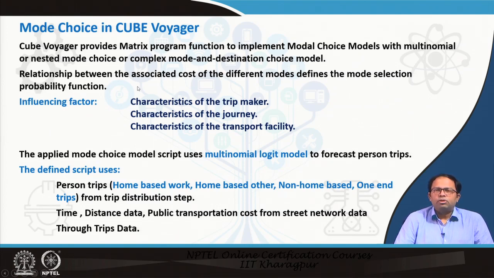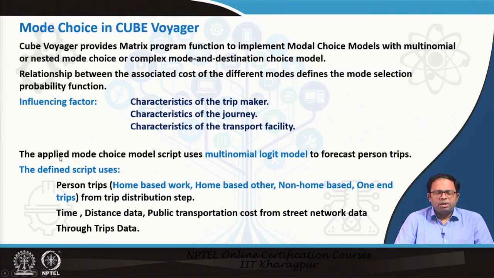We first have to develop the utility equations for the mode choice. For that, we use several influencing factors, such as characteristics of the trip maker, characteristics of the journey, and characteristics of the transportation facility. All these things could be included in a mode choice model, which we have learned earlier. Here we have trip generation already done, and we also have done distribution. So these are the two data sets we have got, and now we will go into mode choice.